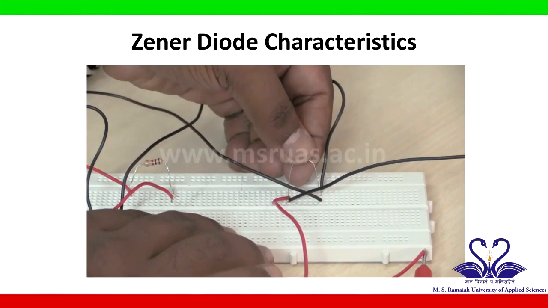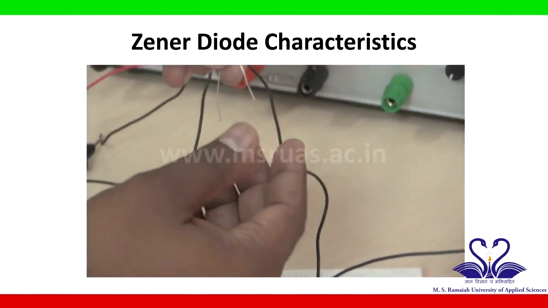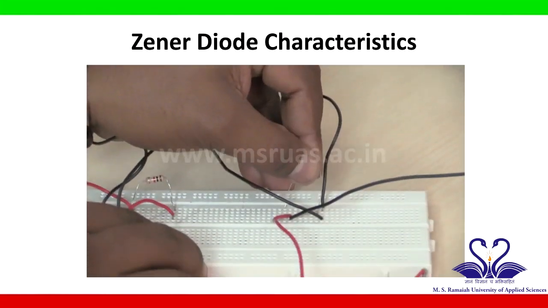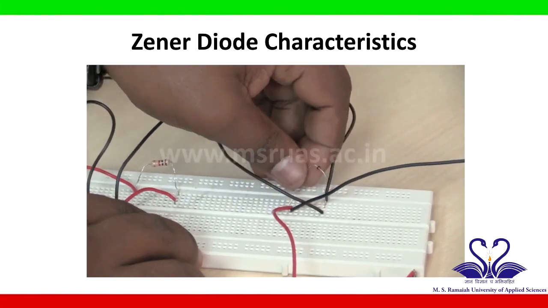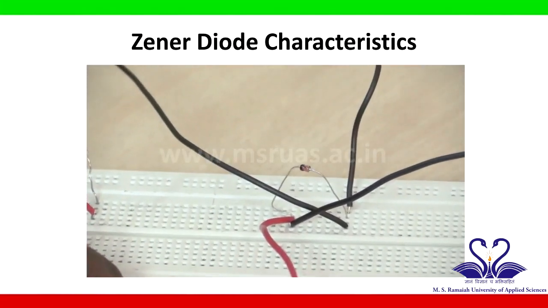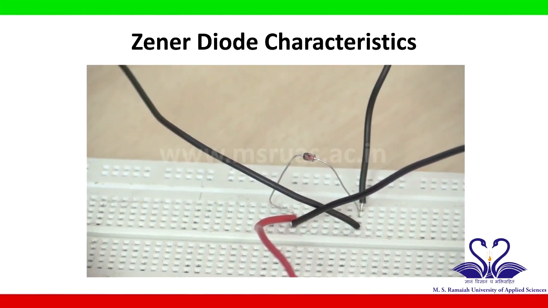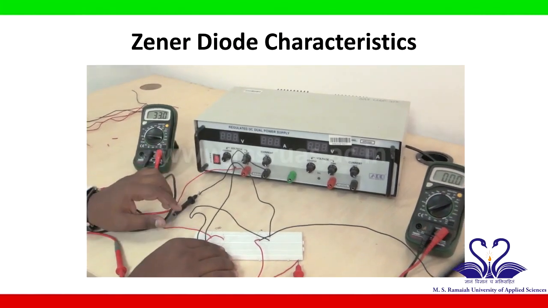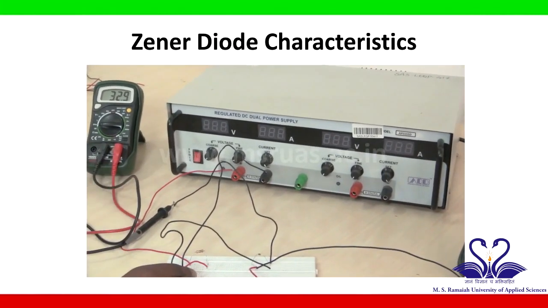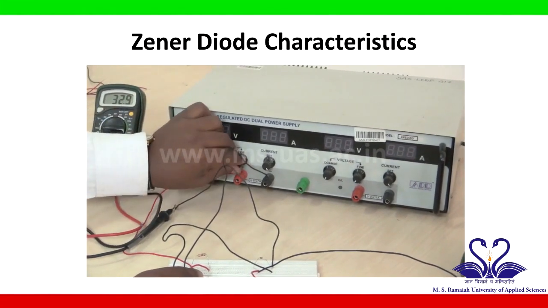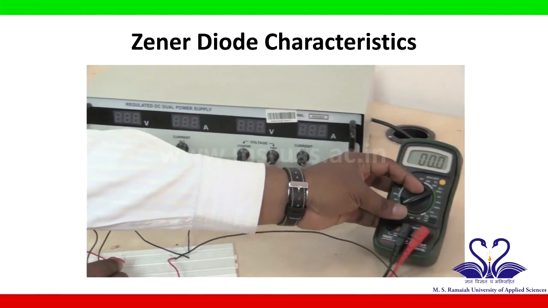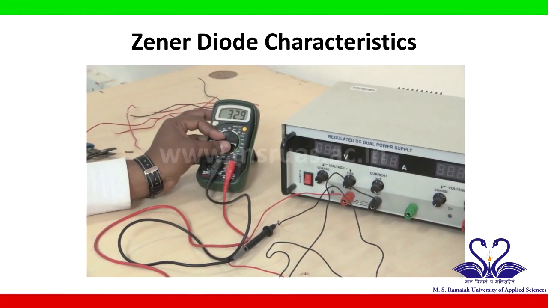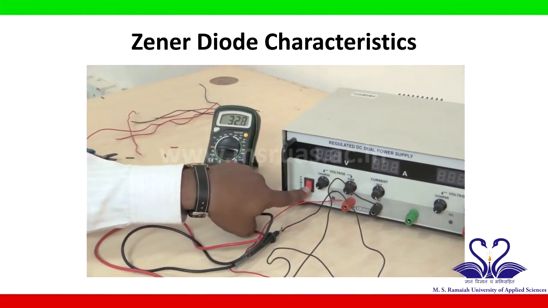So this diode is in forward bias. If I remove this diode and reverse the diode and reconnect it in the breadboard like this, this is the circuit connection for the Zener diode reverse bias. Now we will take readings for the Zener diode reverse bias circuit. So before turning on the power supply, as usual we will make the voltage minimum and the current maximum, and we will set this ammeter to the 200 micro position, this voltmeter to the 200 milli position. Now turn on the power supply.